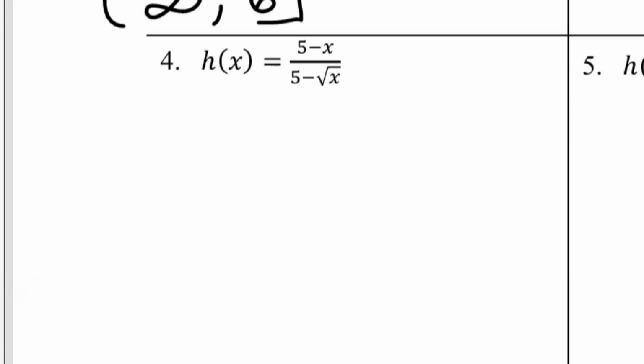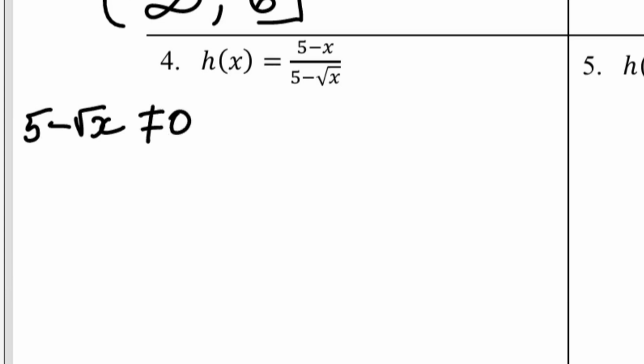The fourth problem, we have h of x is equal to 5 minus x all over 5 minus the square root of x. All right, there are two things here. Our numerator is good. Our denominator, though, we are looking at the fact that 5 minus the square root of x cannot be equal to 0. So that is our first thing that we want to take a look at.